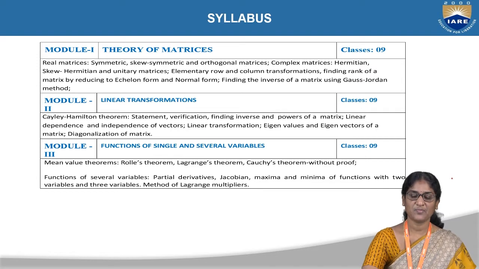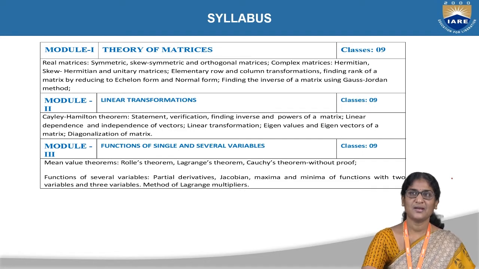Going to the first module, theory of matrices, we have the properties of real and complex matrices. Three important properties of real matrices, that is symmetric, skew-symmetric, and orthogonal matrices, are discussed. Similarly, for complex matrices we have Hermitian, skew-Hermitian, and unitary matrices. The next topic is elementary row and column operations, and how to do them. Next we find the rank by two important methods: echelon form and normal form.